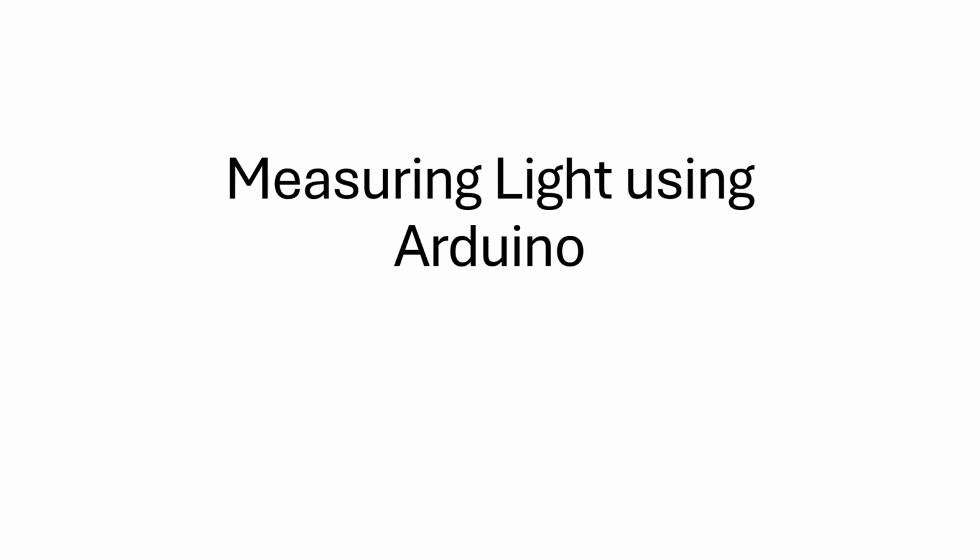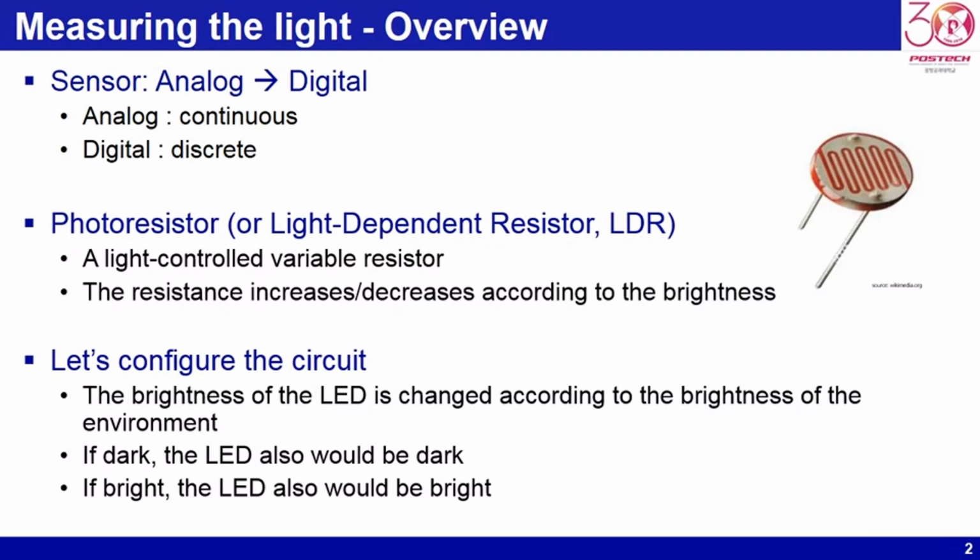So here it is a practice of measuring the brightness of a light using Arduino. A small project work is going to be discussed. So here we use an analog sensor.